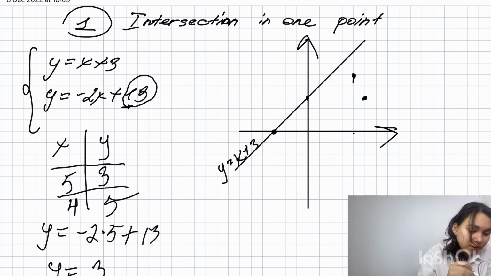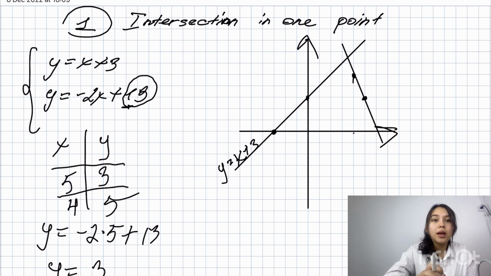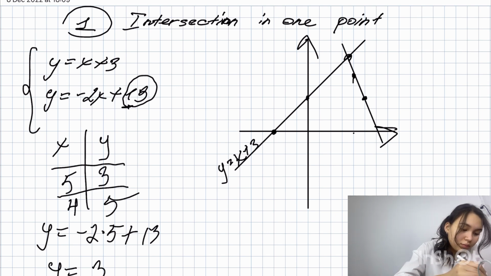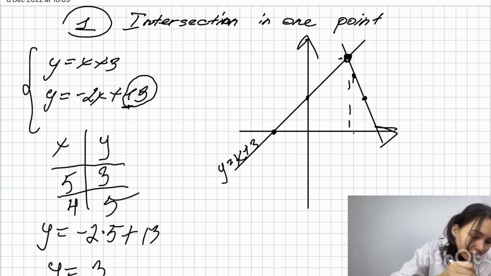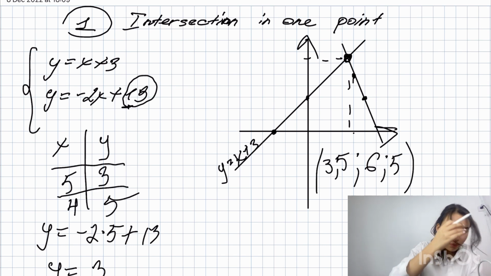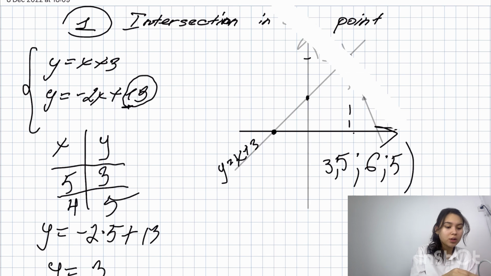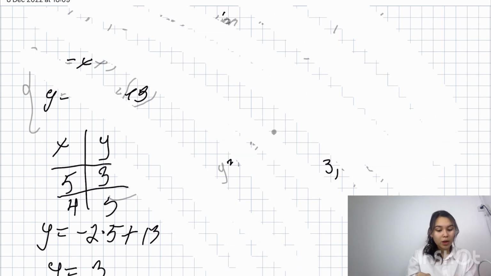So the intersection point is in here. So we found that it is equal to 3.5 and 6.5. This is one way of solution. Like the first way.